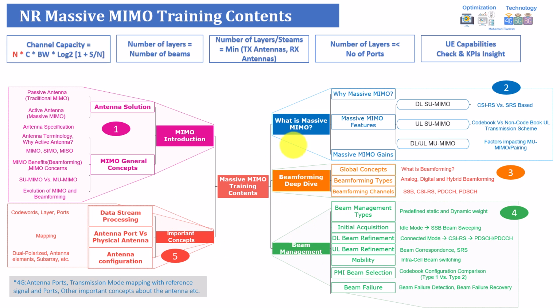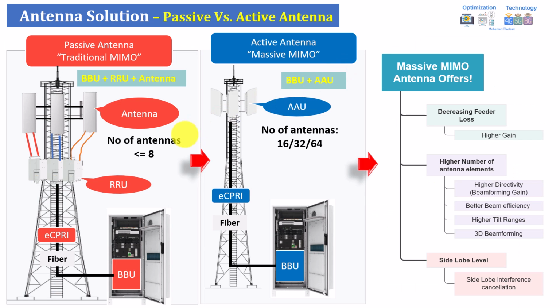So now let's move to our first topic, which is the introduction about MIMO. This is the first part we're going to cover today. It's a high-level introduction about the differences between traditional MIMO and massive MIMO, which is mainly in the type of antenna being used in both of them.